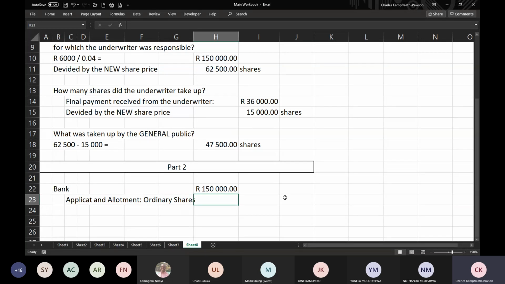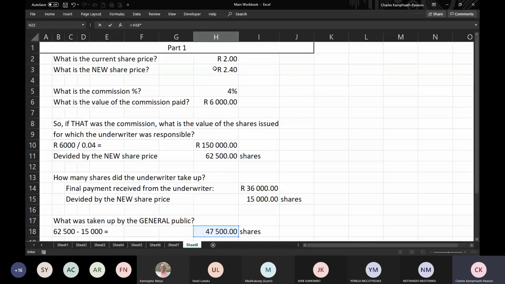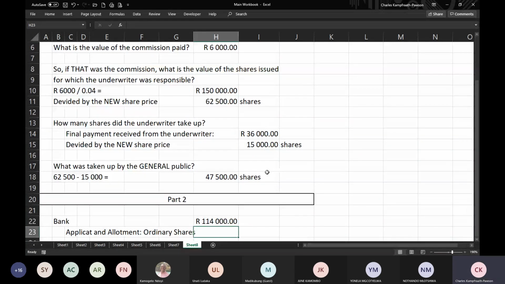Everybody happy with that? Because I'm not. How do we get the 114? It's 47,500 shares times R2.40. Here we go. It is what was issued to the general public times the new share value.